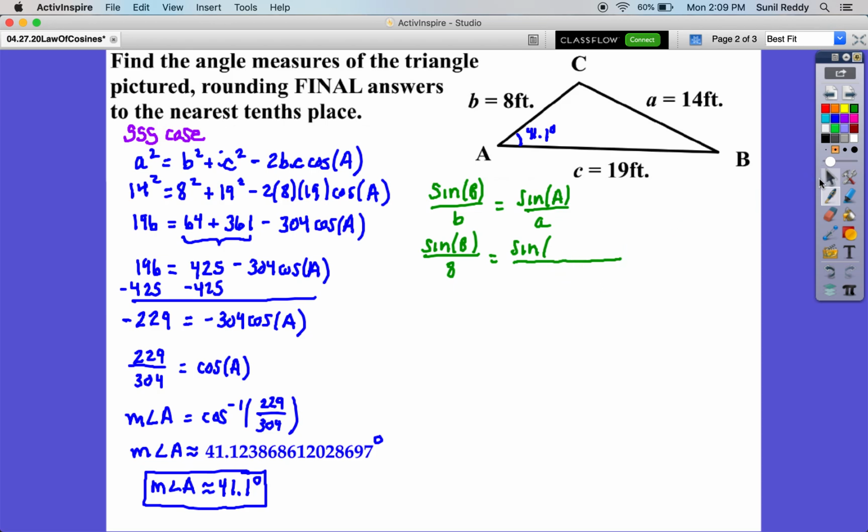And instead of using the rounded decimal though, I'm going to use the full decimal the calculator gave me because I don't want to create more error when I find angle B. So always use the full decimal. And that's divided by little a, which is still 14. So now to get sine B by itself, I'm just going to multiply both sides by that 8. So I'll have that the sine of angle B equals 8 times the sine of that decimal. I'll paste it in one moment, all divided by 14.